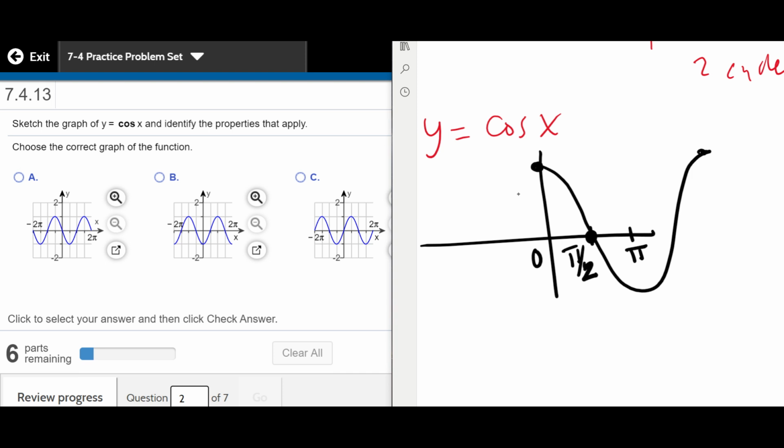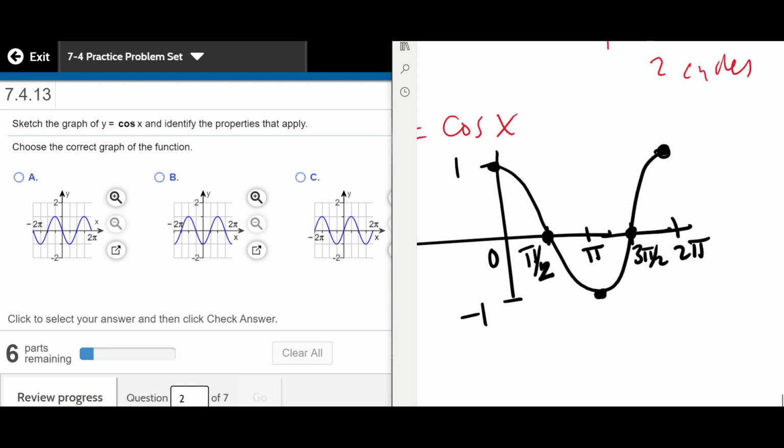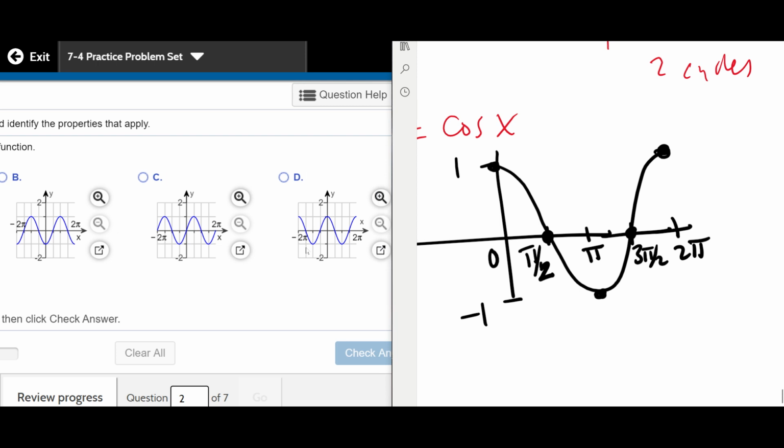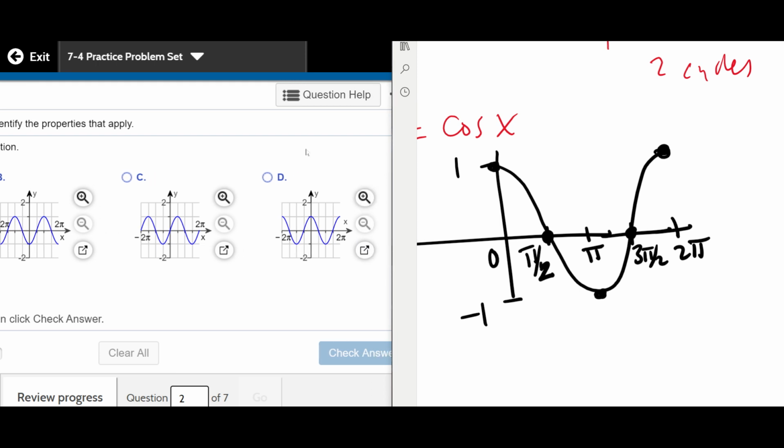At pi, you get a value of -1. At 3 pi over 2, you get a value of 0. And at 2 pi, you get a value of 1. These values are straight from the unit circle, if you recall. So if we look at the graph, it looks like this graph right here, D. All right, so we're going to choose that one.